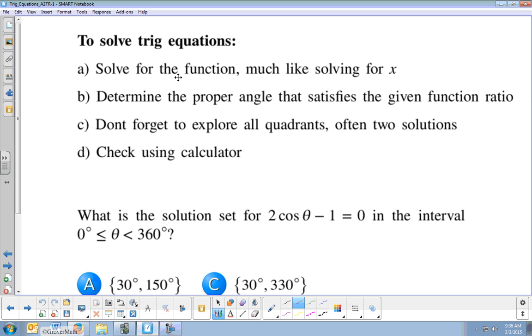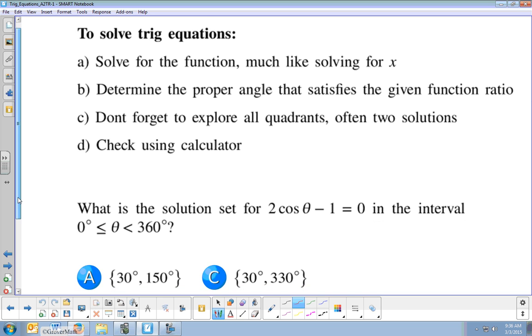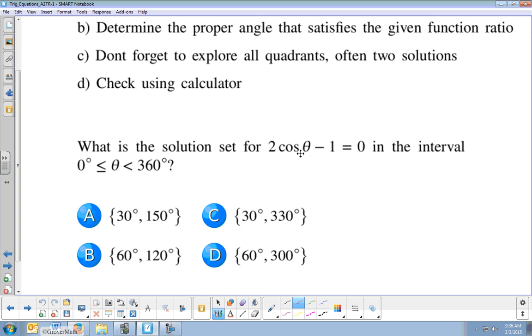So the problem we have here is: what is the solution set for 2 cos theta minus 1 equals 0 in the interval 0 to 360? Now the interval is important, because that means we're looking for answers, and notice I said plural, between 0 and 360. If this specifies something else like 0 to 90, or 90 to 180, or 270 to 360, then it might be looking for an answer in a specific quadrant. By saying 0 to 360, we're really talking about everything here.